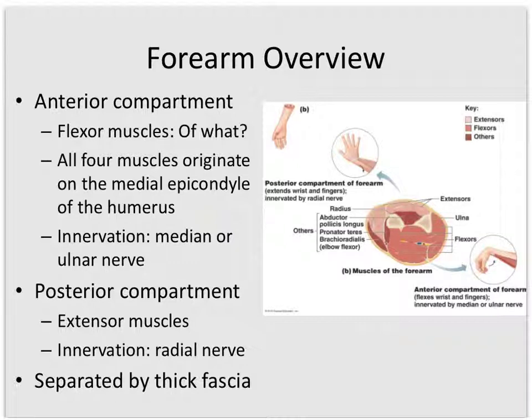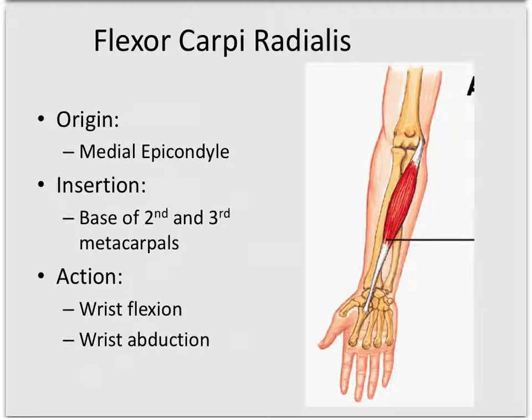As far as that question goes, the flexor muscles, what are they flexing? They're flexing the forearm, the wrist and the fingers, and the extensors are extending the wrist and the fingers. Okay, moving on.